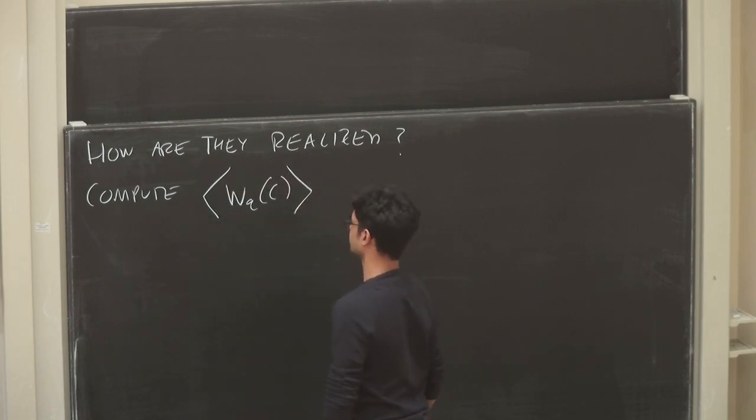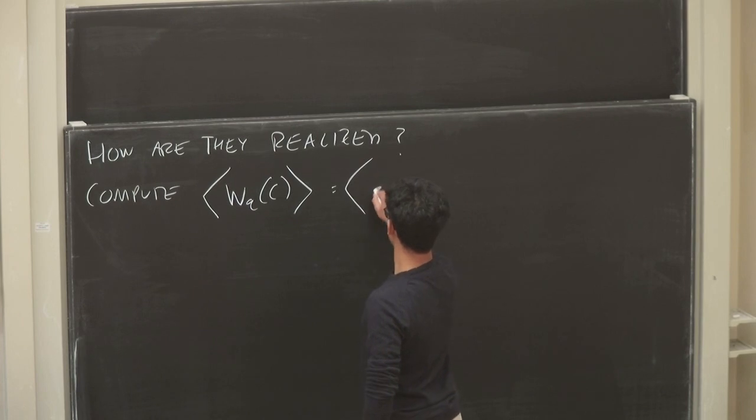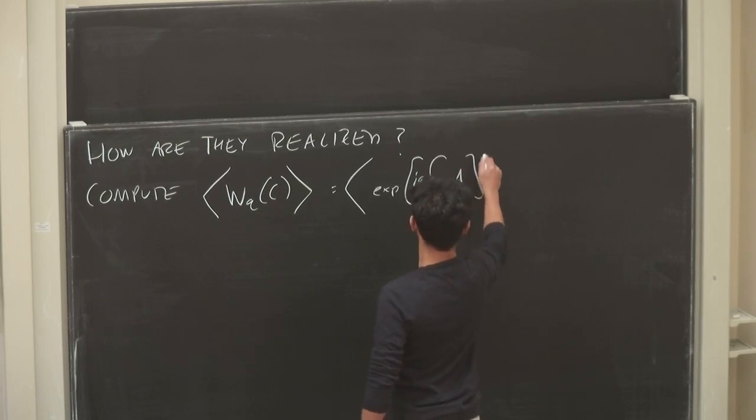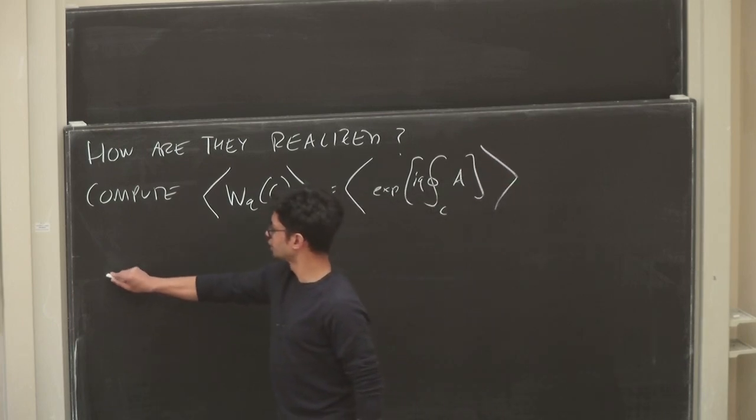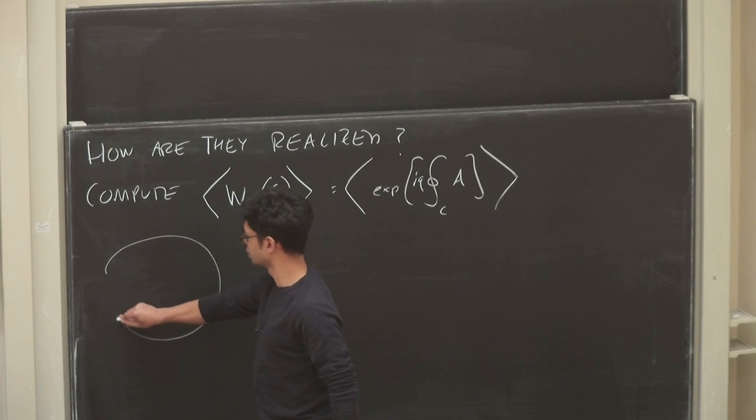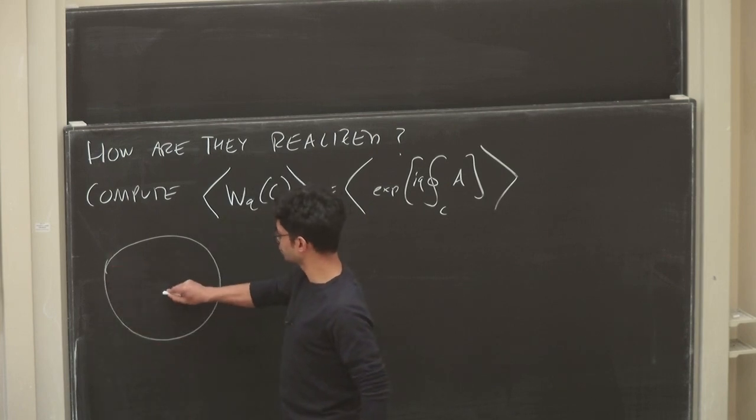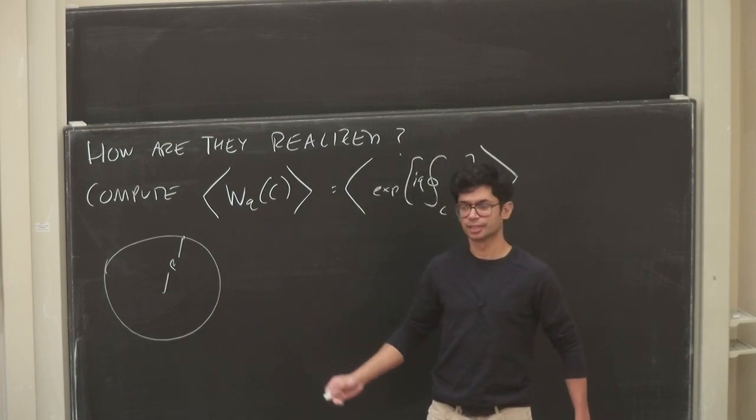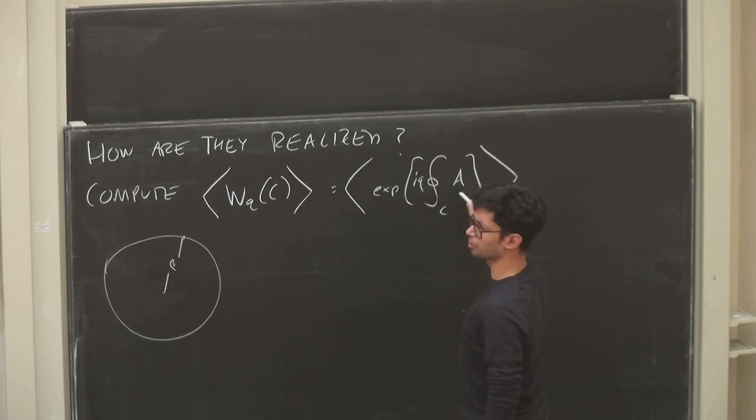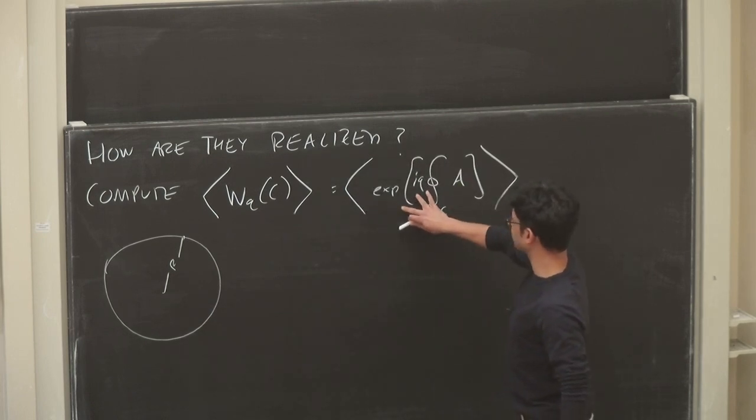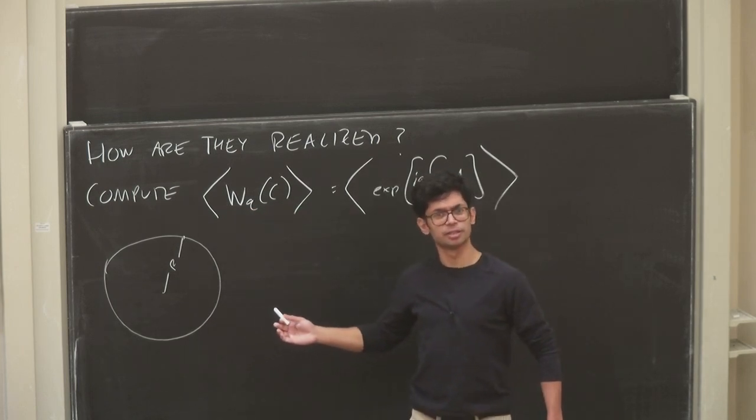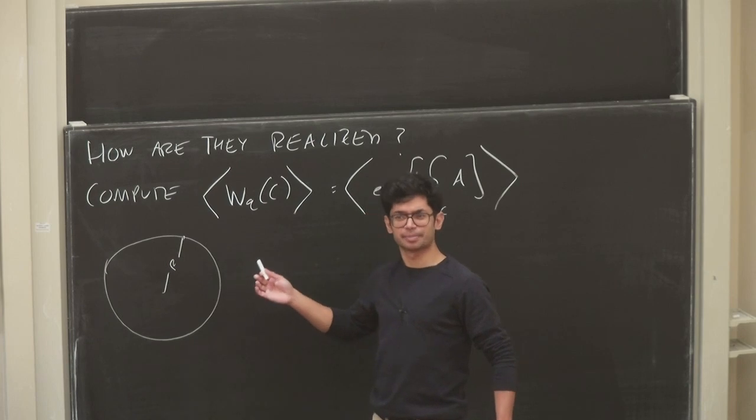In other words, I'm computing the following expectation value. Let's do it for a circle C of radius r, and ask how does this behave? This is a completely doable thing, right? Because we're computing an expectation value in a Gaussian theory, in a free field theory. So this is completely doable, and it's an exercise in Peskin in chapter 9.